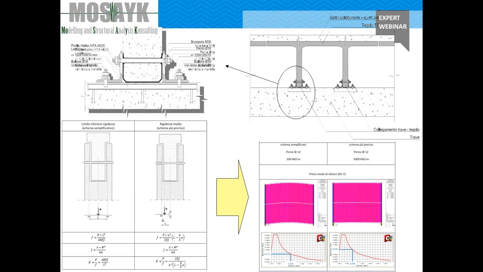Two different response spectrum analyses may be run in Midas Gen, and two different spectra in output may be obtained, in the sense that with a simply supported connection between roof and beam, we obtain a more flexible diaphragm. With a partially fixed connection between beam and roof, we obtain a more rigid, more stiff structure.